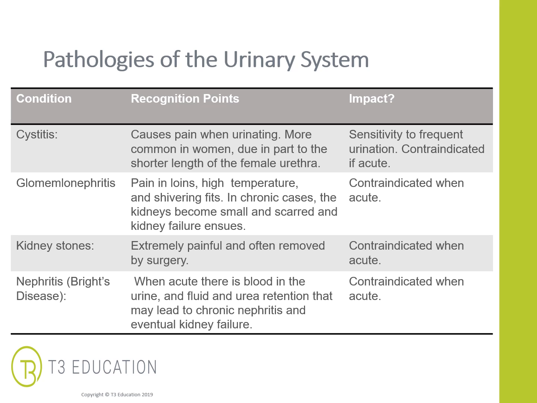Next up is nephritis, which is also known as Bright's disease. In acute cases, there's blood found in the urine and fluid and urea retention that may lead to chronic nephritis and eventual kidney failure. So again, quite an acute condition, and if someone has acute nephritis, we won't be treating them.